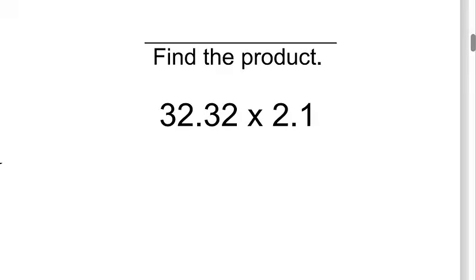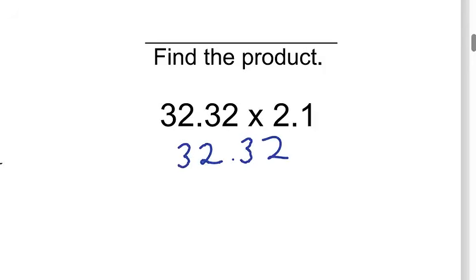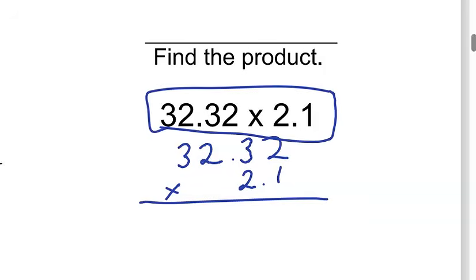Now we're going to find the product, which means we're going to have to write this so we can work it out correctly. Okay, here we go: 32.32 times 2.1. Remember, it's multiplication, so we're not going to line up the decimals. We're just taking this problem and rewriting it.